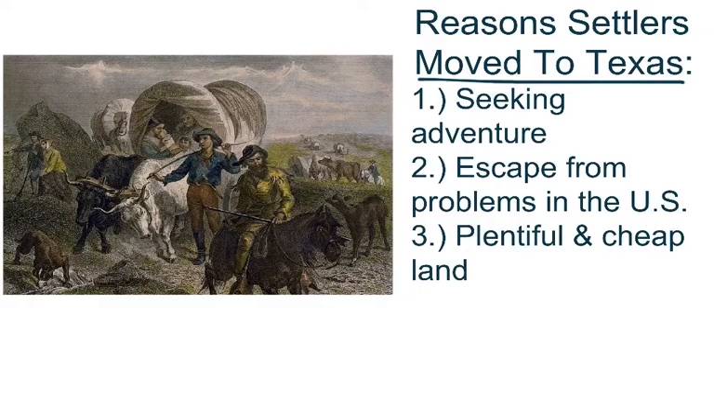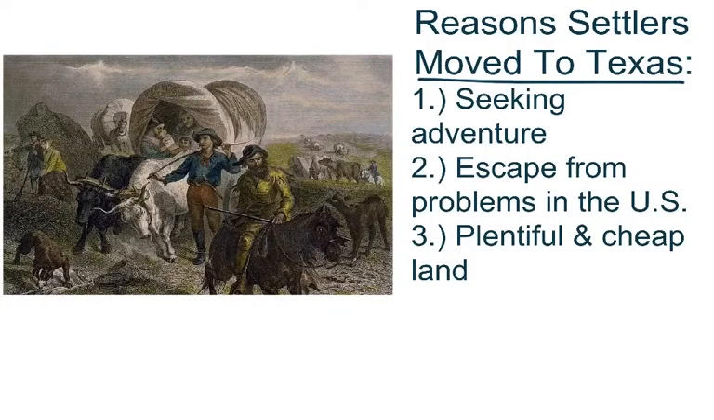Now, there were many reasons for settlers coming over here, right? One of the first was seeking adventure. Remember, these Anglo-American settlers came from the countries of Europe seeking adventure, coming to the eastern part of the United States to settle there. But that wasn't it. They wanted to continue to grow and have a greater adventure and come over into Texas.